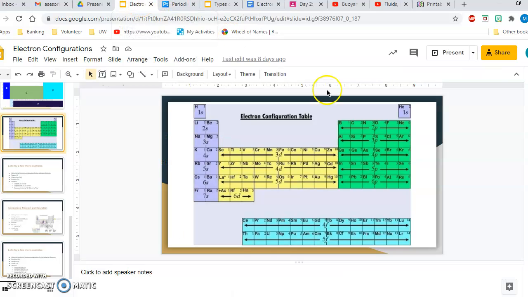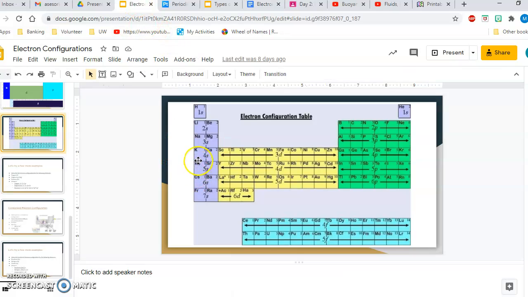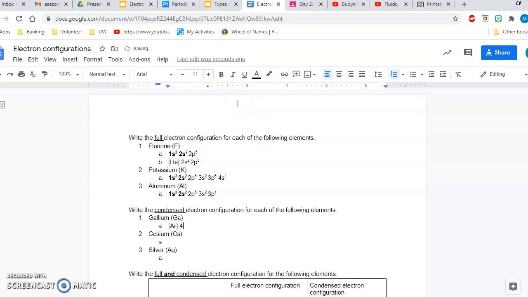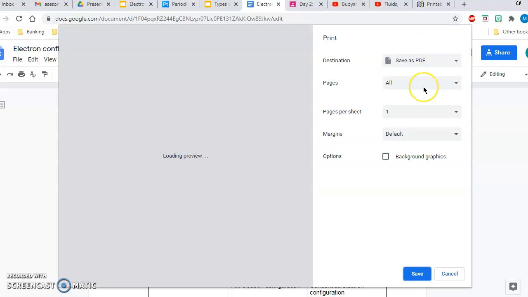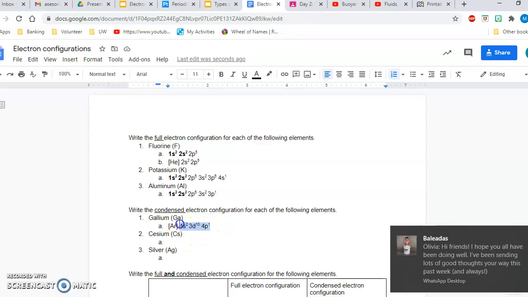So we got to find gallium. Gallium is Ga, which means it's right here. So our nearest noble gas is argon, Ar. Ar, and then we would go 4s2, now 3d10, and 4p1. So let me write that and then explain one more thing. 4p1. Okay, so what we notice is we now have an exception to our rule.